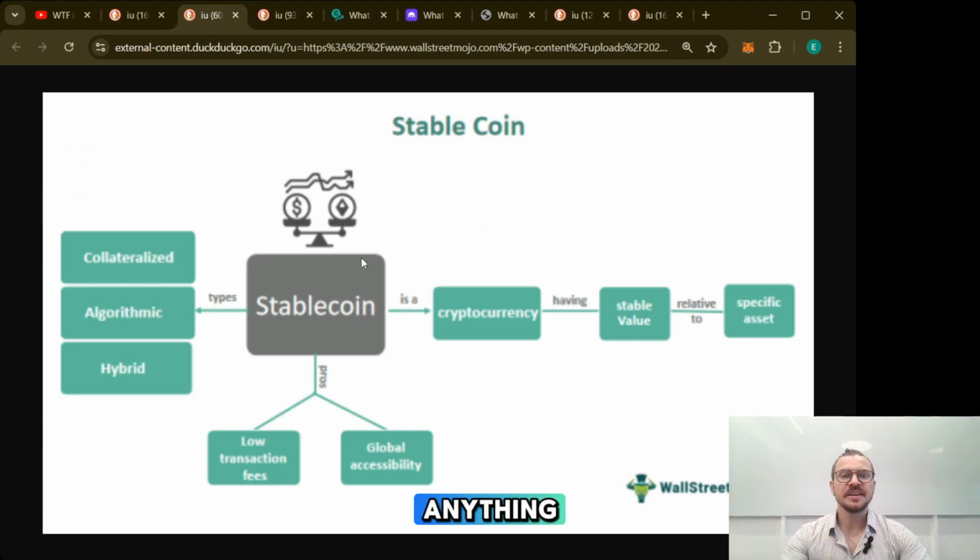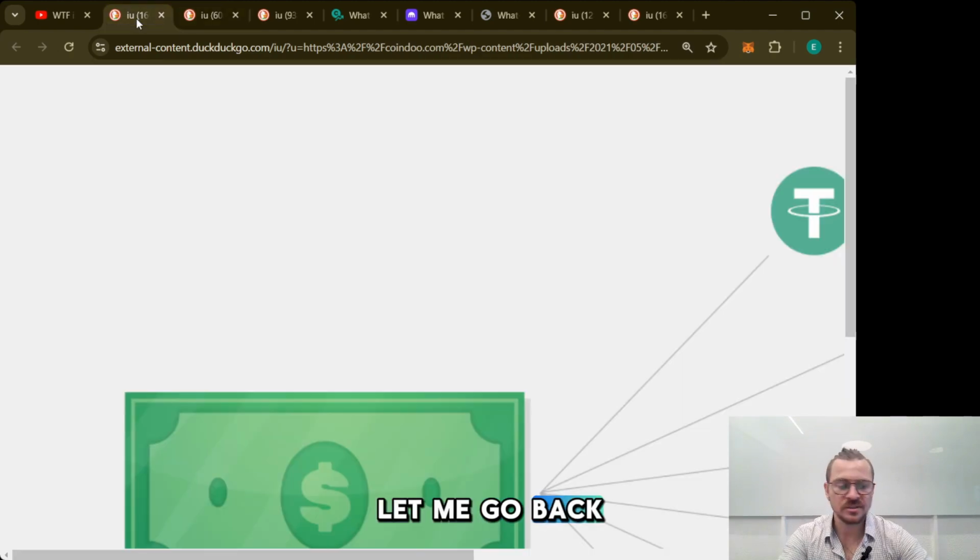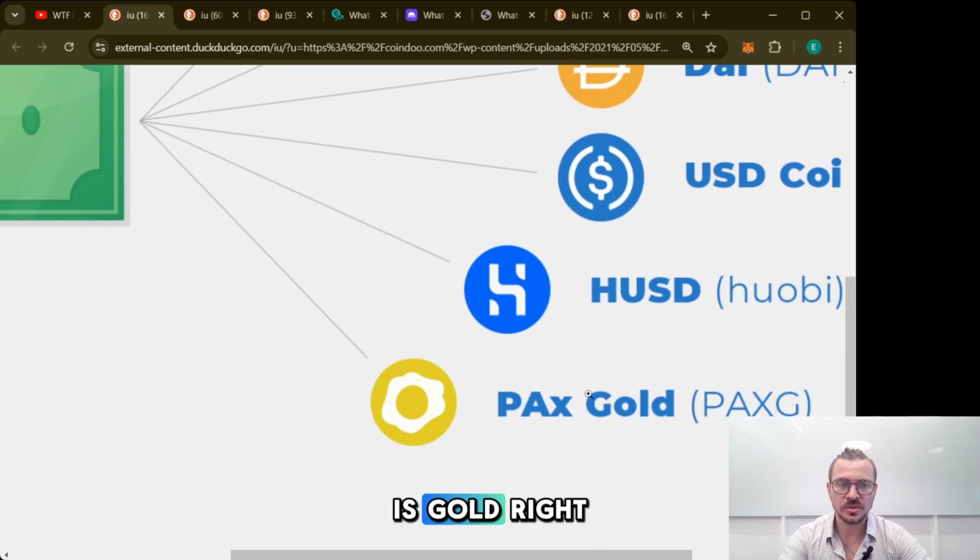This could be pegged to anything. It could be pegged to gold. So let me go back a little bit. So here is, whoa, zoomed in. Here's gold, right? So one coin is equal to one gold. In this situation it is 1 ounce of gold, I think. But it's pegged. Okay, so 1 for 1.